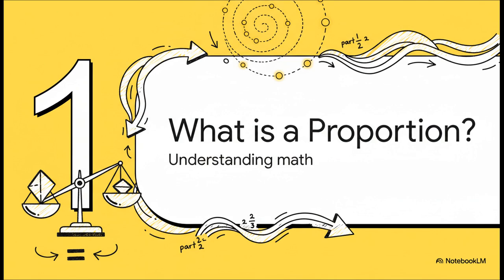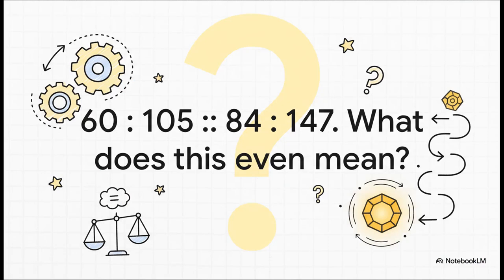First things first, let's get comfortable with the language here. Before we can solve anything, we've got to understand what a proportion actually is and what all that strange-looking stuff on the page really means. Okay, so you see a statement like this, and yeah, it looks pretty intense. The way you read it out loud is 60 is to 105 as 84 is to 147.